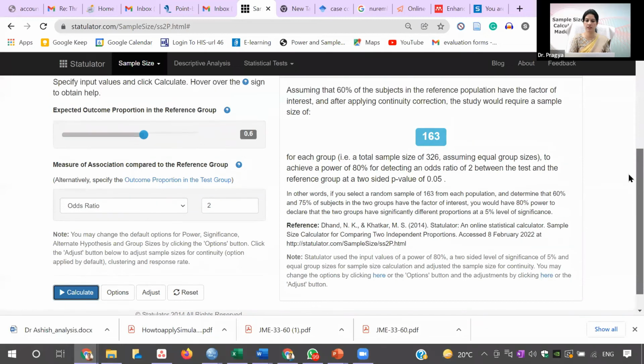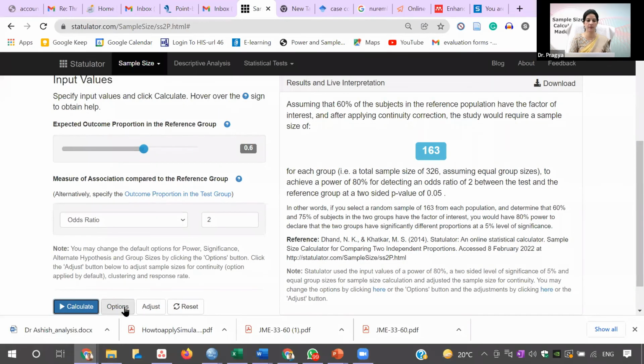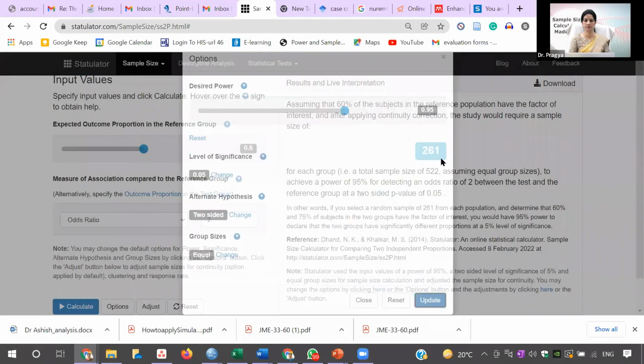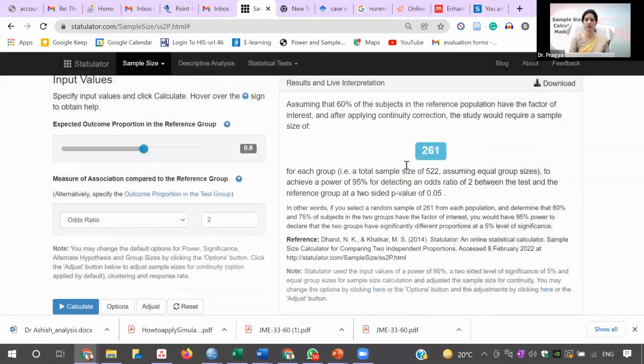But again, you will see that in this case the power is 80%. So it has not updated. By default, it is taking 80%. So I have increased this and updated it, and it is 261 now. But what was the problem? That person was thinking that he can only take 160 cases, because that is the number of cases he will receive. But the calculated sample size is 261.